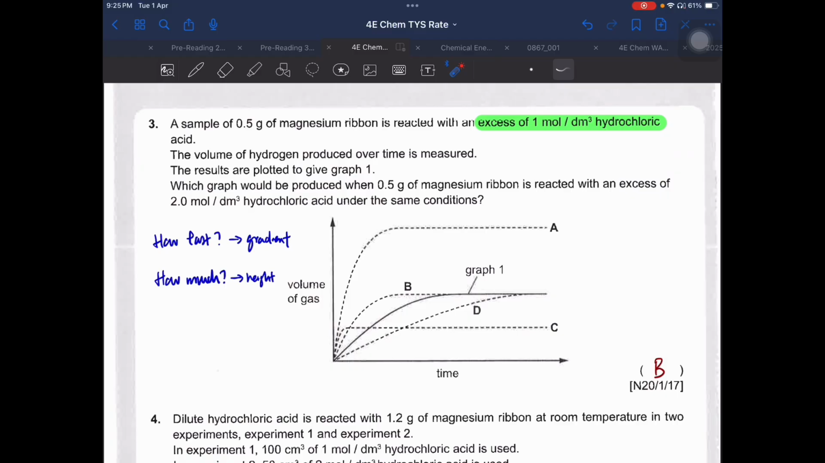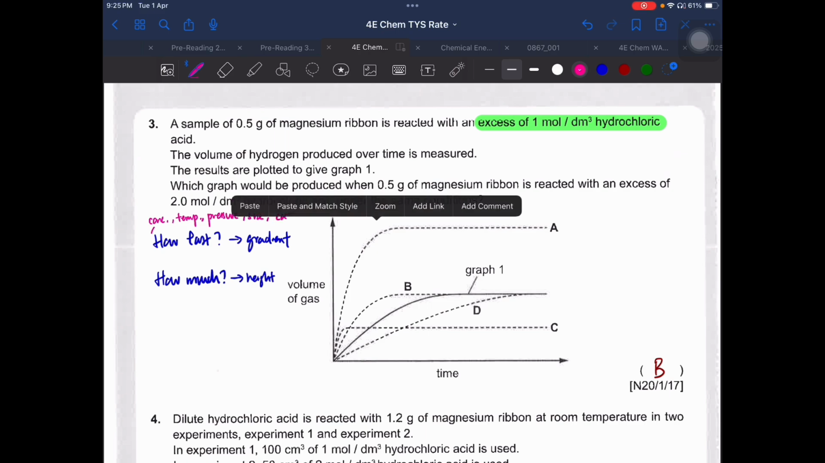So a how fast question is always affected by 5 things: concentration, temperature, pressure, size, and whether there's a catalyst. And it doesn't matter whether you are affecting the limiting reactant or the excess chemicals. So based on this question, we know that magnesium ribbon is limiting, whereas the hydrochloric acid is excess.